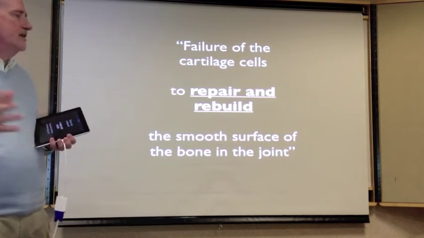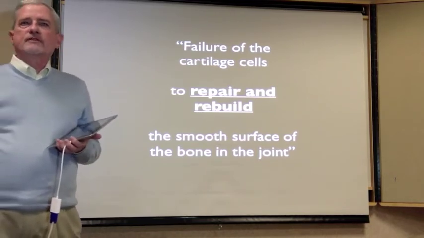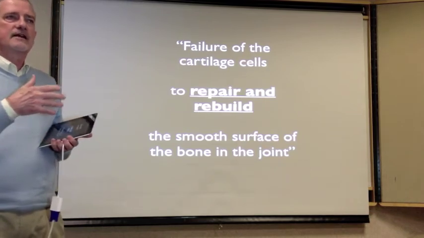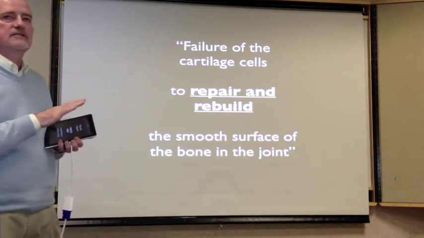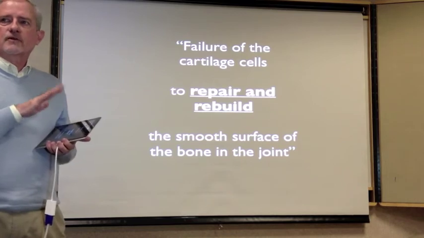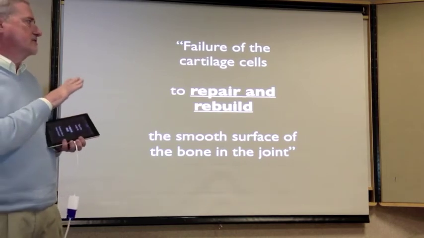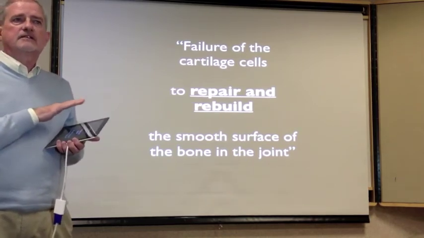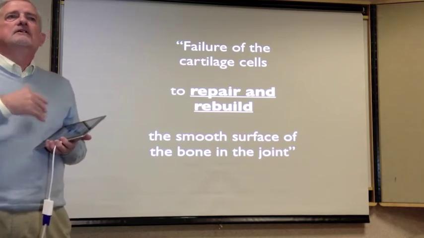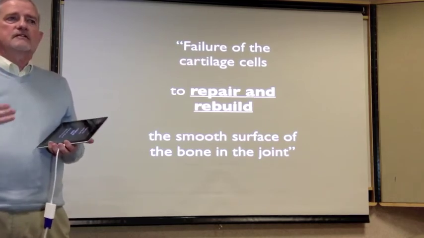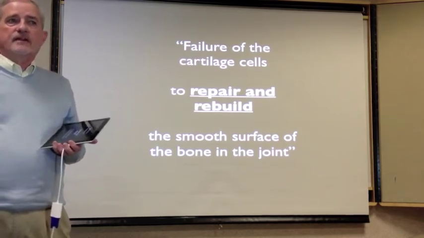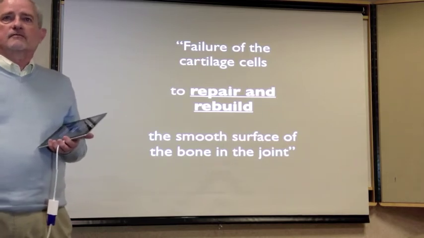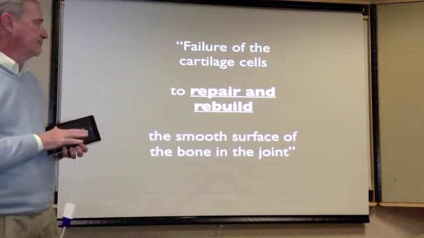So we lose our smooth surface as this process goes on, and it's a failure of these cells, and the scientists are trying to focus in on their research to see if anything can be done to stimulate these cells to grow new cartilage and therefore cure or prevent osteoarthritis from occurring. Right now we don't have that ability.